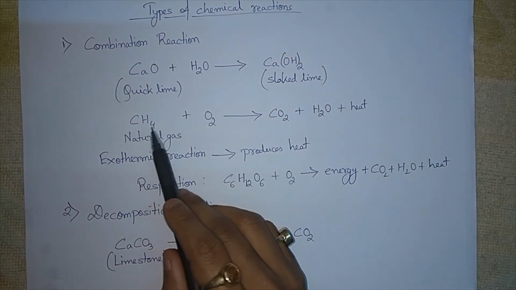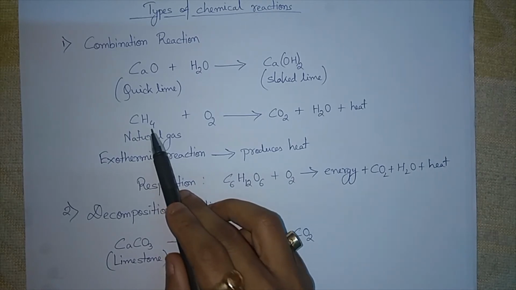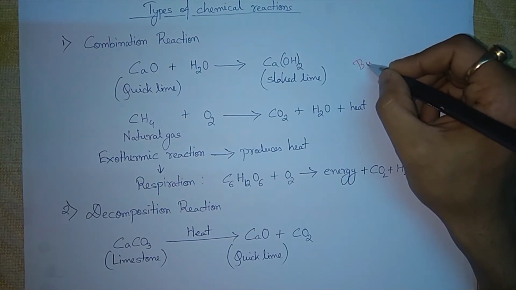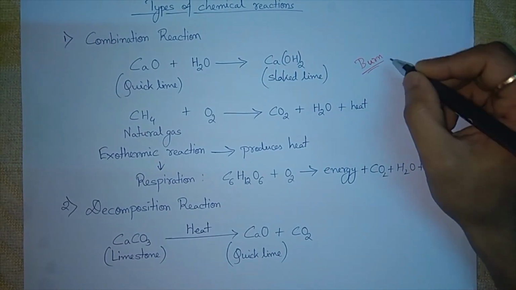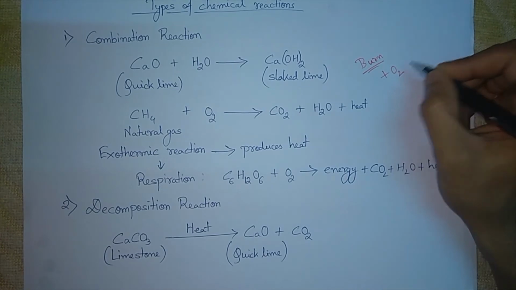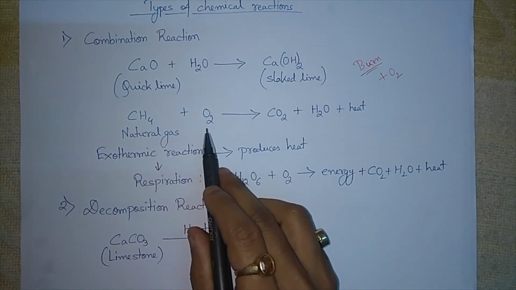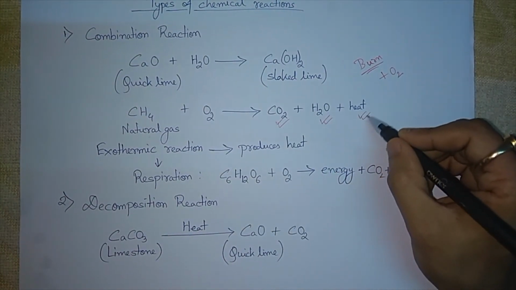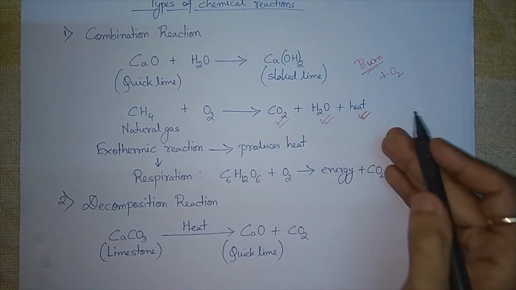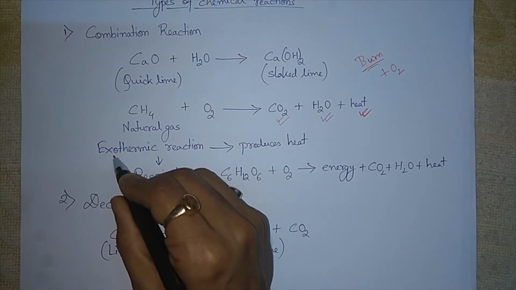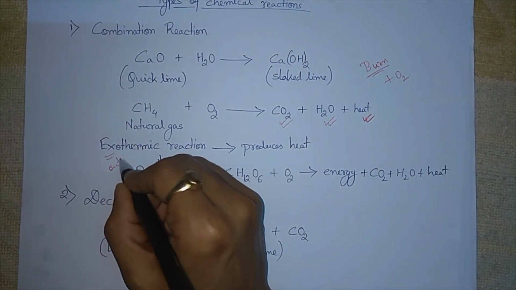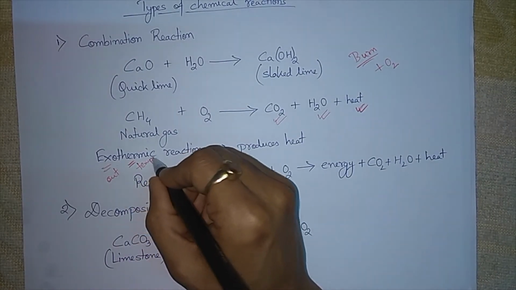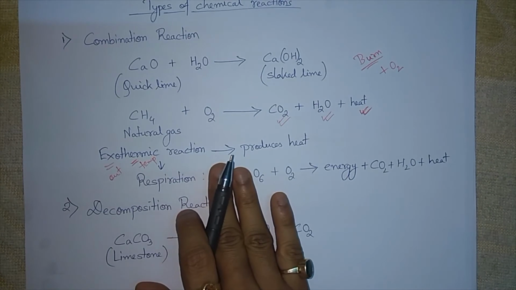Natural gas, methane, CH4, when burning. One more thing, whenever you hear the word burn, you should understand that it is reacting with oxygen. So when natural gas burns, it produces carbon dioxide, water and heat. Any reaction which produces heat is known as exothermic. Exo means out, thermal means temperature. They are producing heat. These reactions are called exothermic reactions.